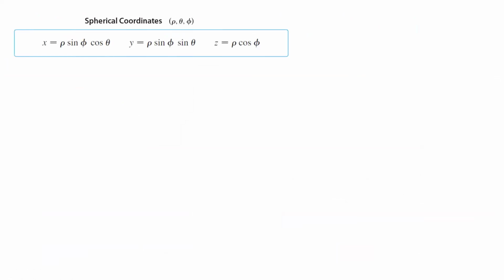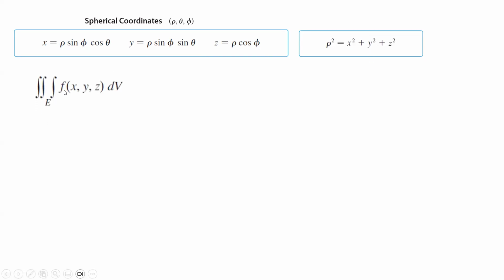So in the spherical coordinate system, we represent the point by rho, theta, and phi instead of x, y, and z. We mentioned that x is rho sine phi cosine theta, y is rho sine phi sine theta, and z is rho cosine phi. Rho squared is x squared plus y squared plus z squared.